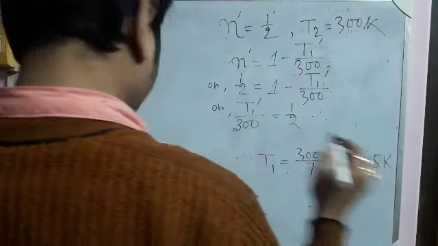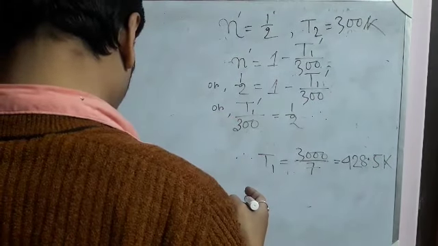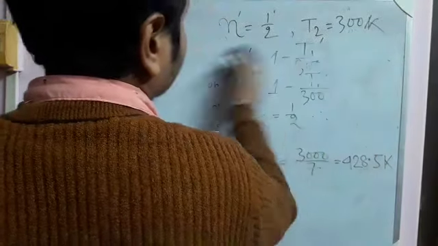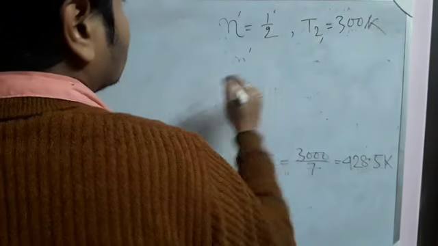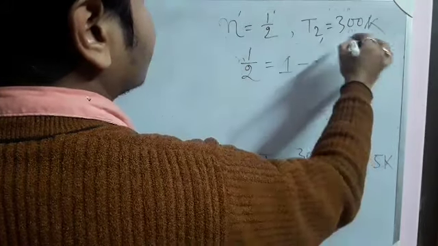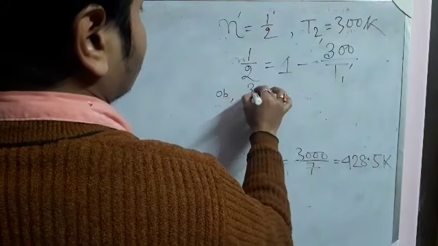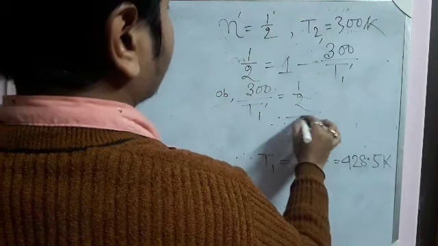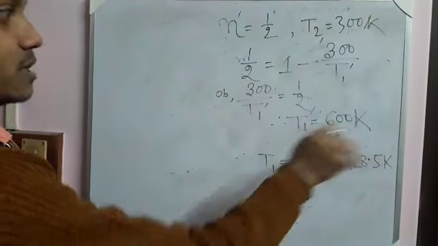Sorry, I wrote down the formula wrong, extremely sorry. Eta dash, that means half, equals 1 minus sink temperature by source temperature. So 300 by T1 dash equals half, and my new T1 dash will be 600 Kelvin. So you will get the source temperature in both cases.